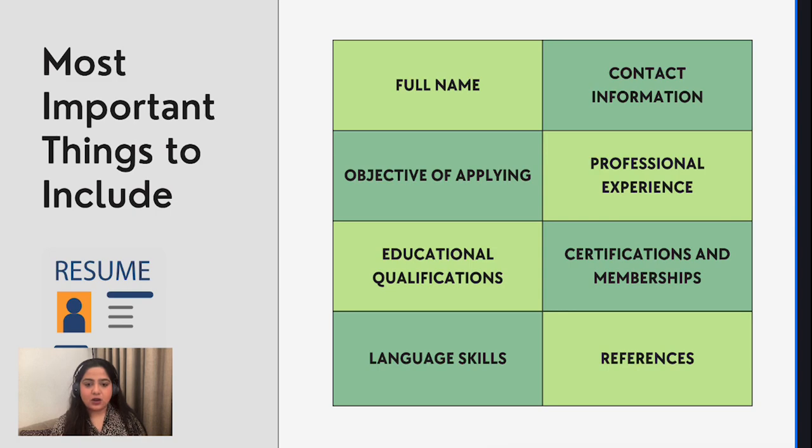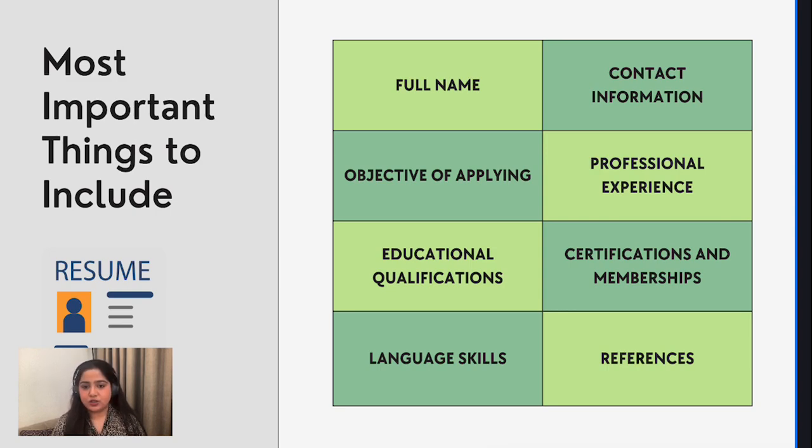Another important thing to include is the objective of applying. So, if you are applying with a certain motive, or you are transitioning between careers or maybe practice areas, there is a certain paragraph which is added right after your contact information, and which gives the recruiter a good idea of what your objective is. This is very important, and I'm going to come to it a little bit after.